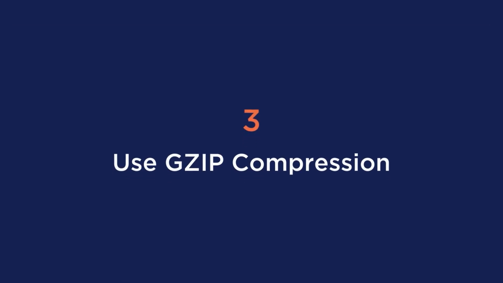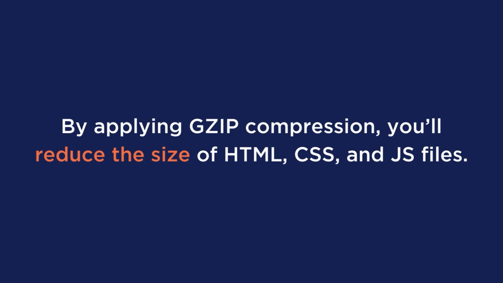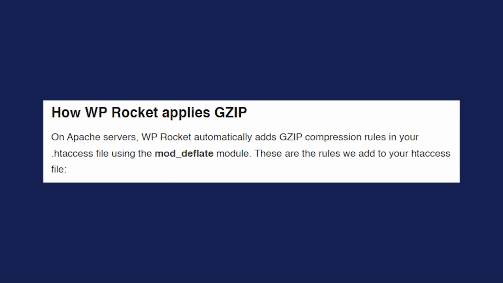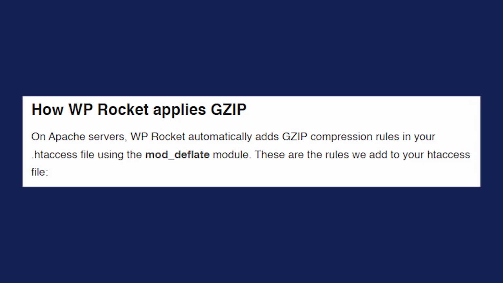Number 3 is to use gzip compression. By applying gzip compression, you'll reduce the size of HTML, CSS, and JS files. And then as a result, the resources will download faster and you'll reduce the TTFB. Once again, look into your hosting provider, as some hosts will actually enable gzip compression by default. And then once again, as an alternative, our plugin will also apply gzip compression on sites running on Apache. All you have to do is simply enable it.